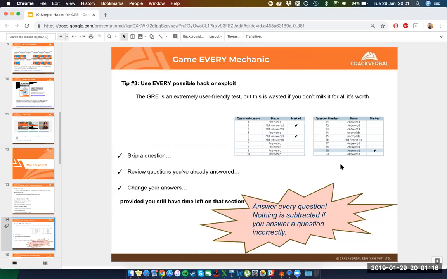And in fact, something that I want to draw your attention to, especially because I didn't know this when I took the GRE myself: answer every single question. Nothing is subtracted if you answer a question incorrectly. There's no negative marking. If you don't answer a question and you answer a question wrong, it is treated exactly the same. So you might as well answer a question.